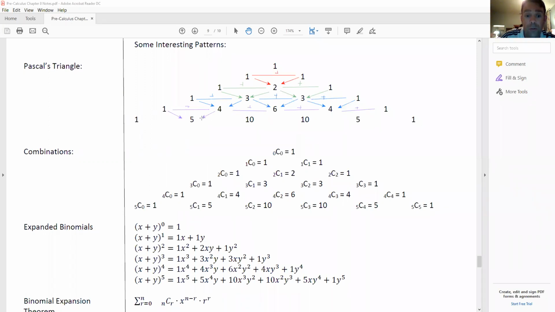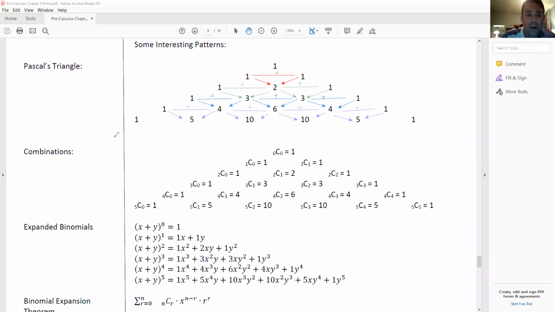So why don't you guys pause the video real quick, see if you can figure out what the next row would be. So the next row of Pascal's triangle, what would it be? I'll wait for you guys to go ahead and do that and then unpause it. All right, here we go.